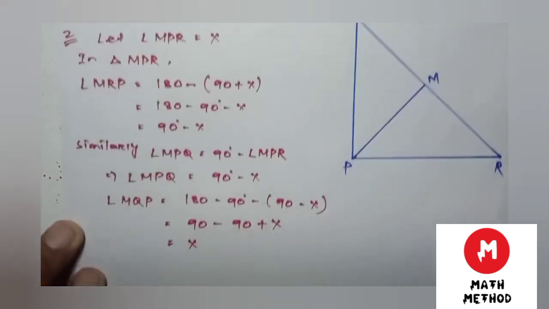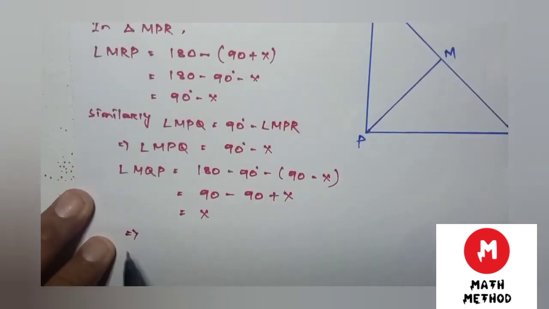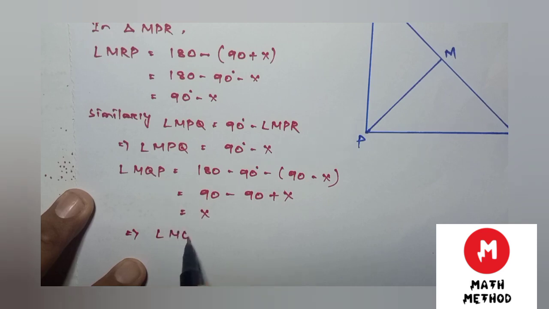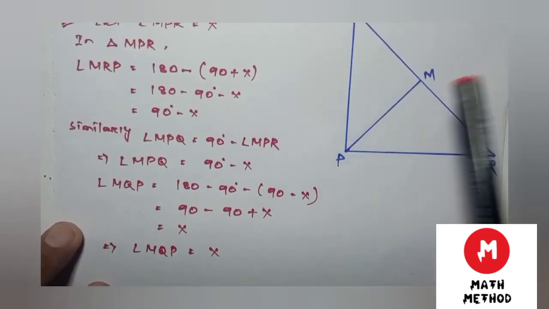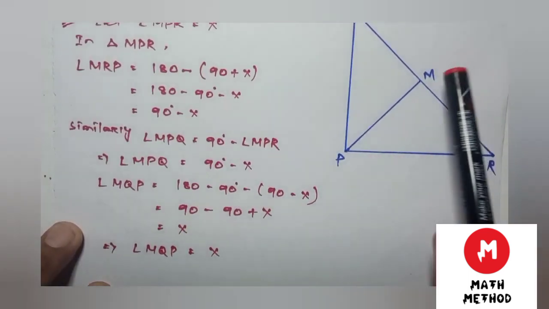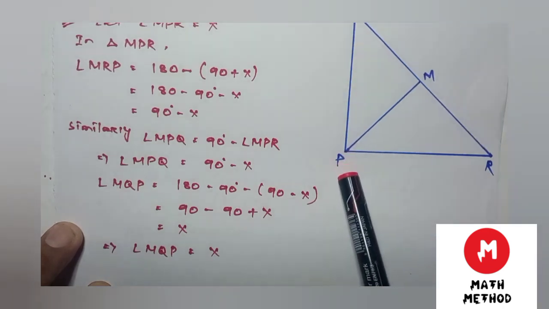So this implies angle MQP is equal to X degrees. Clear? So we found that angle MRP is equal to 90 minus X, and angle MQP is equal to X degrees.